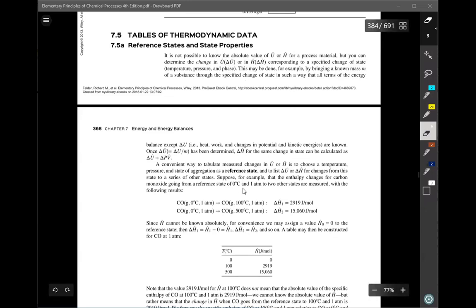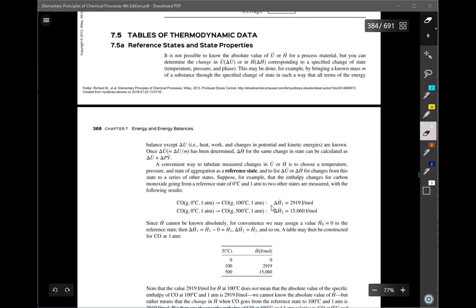So many sources that you can go to will arbitrarily set this reference state to be 0 C and 1 atmosphere. You could also set it to be 32 C or 100 C or whatever else you want. But 0 C and 1 atmosphere are commonly chosen because 0 C is the freezing point of water and 1 atmosphere is regular atmospheric pressure. So you should keep in mind that anytime you see tabulated values for H or U, these are going to be relative to this arbitrary reference state.